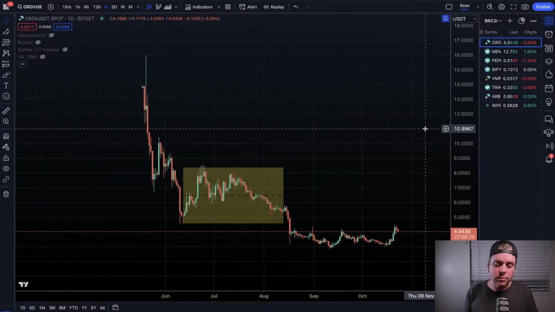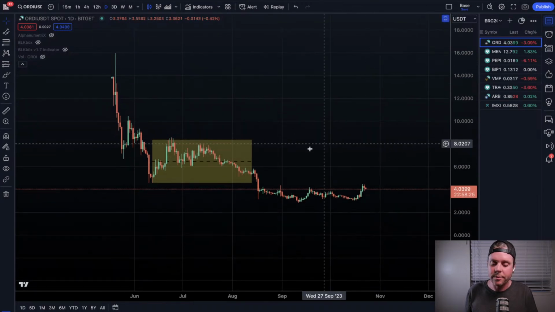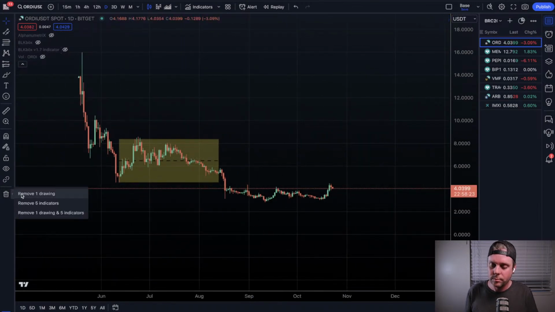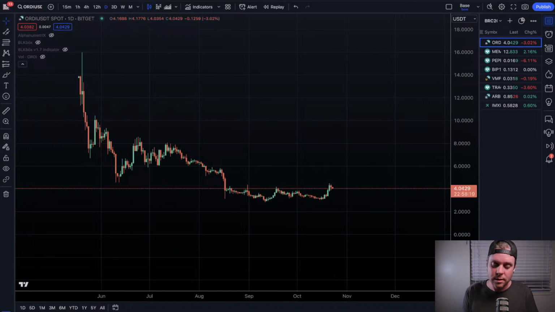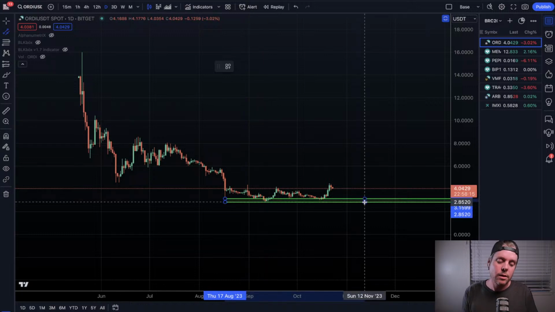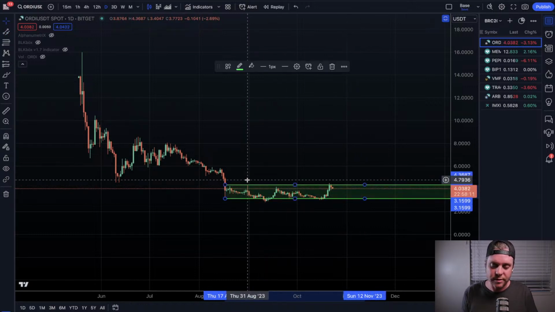Ordi got a nice move. It looks like Ordi's kind of bottomed here. If you guys don't know, these are the new tokens. New cycle, new coins. This is the new ecosystem. DeFi on Bitcoin is being developed.